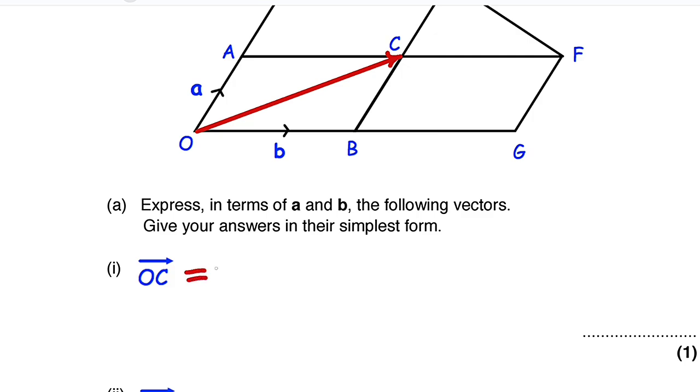So you can write it like this. OC is equal to what? OB plus BC. And this is equal to B plus A, or A plus B, all the same, commutative.